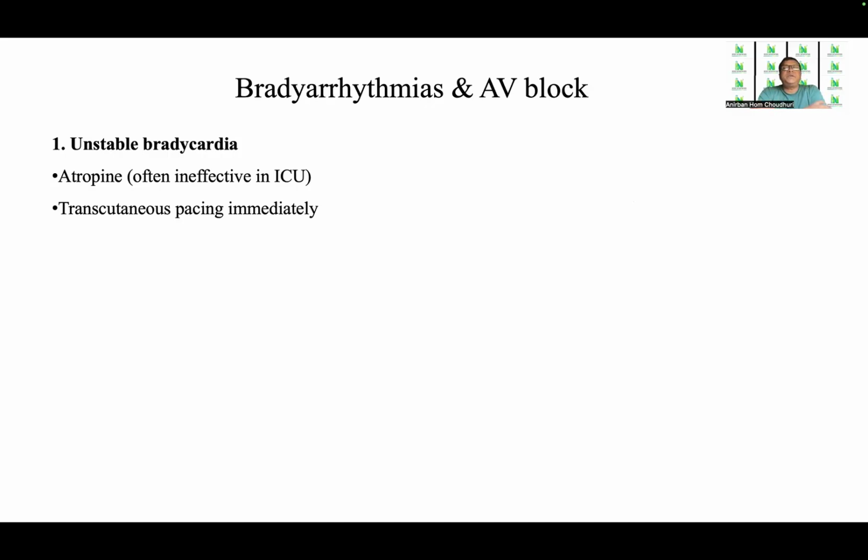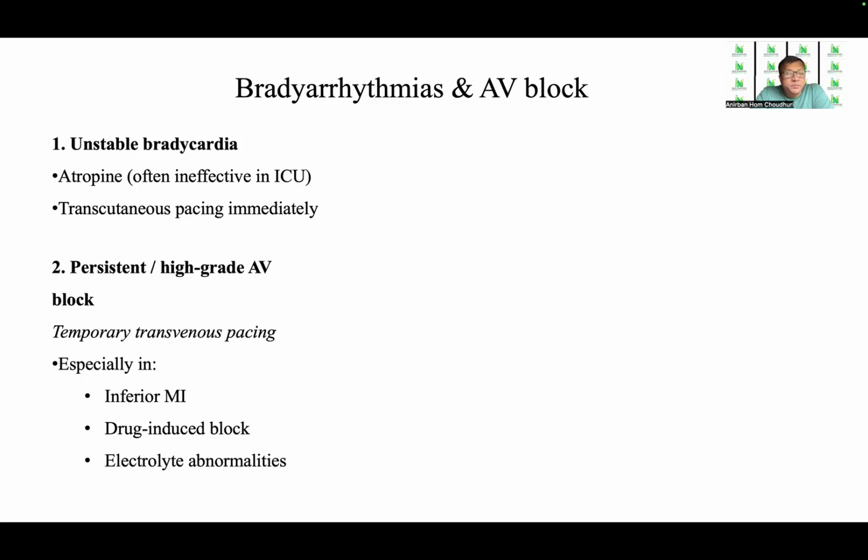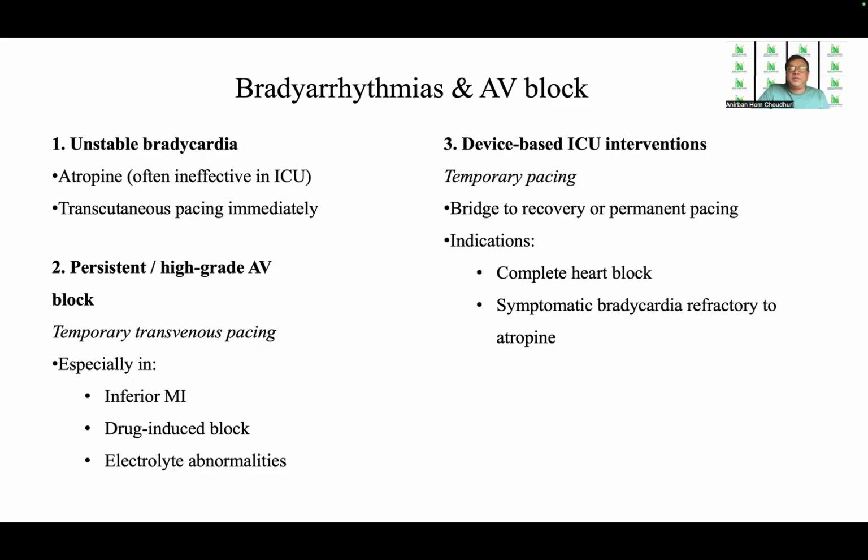There can be bradyarrhythmias and AV block. In unstable bradyarrhythmias, atropine is often ineffective in the ICU, so we can avoid it, and we have to consider early transcutaneous pacing. If there is persistent or high-grade AV block, then temporary transvenous pacing, especially in inferior wall MI, drug-induced block, and electrolyte abnormalities.